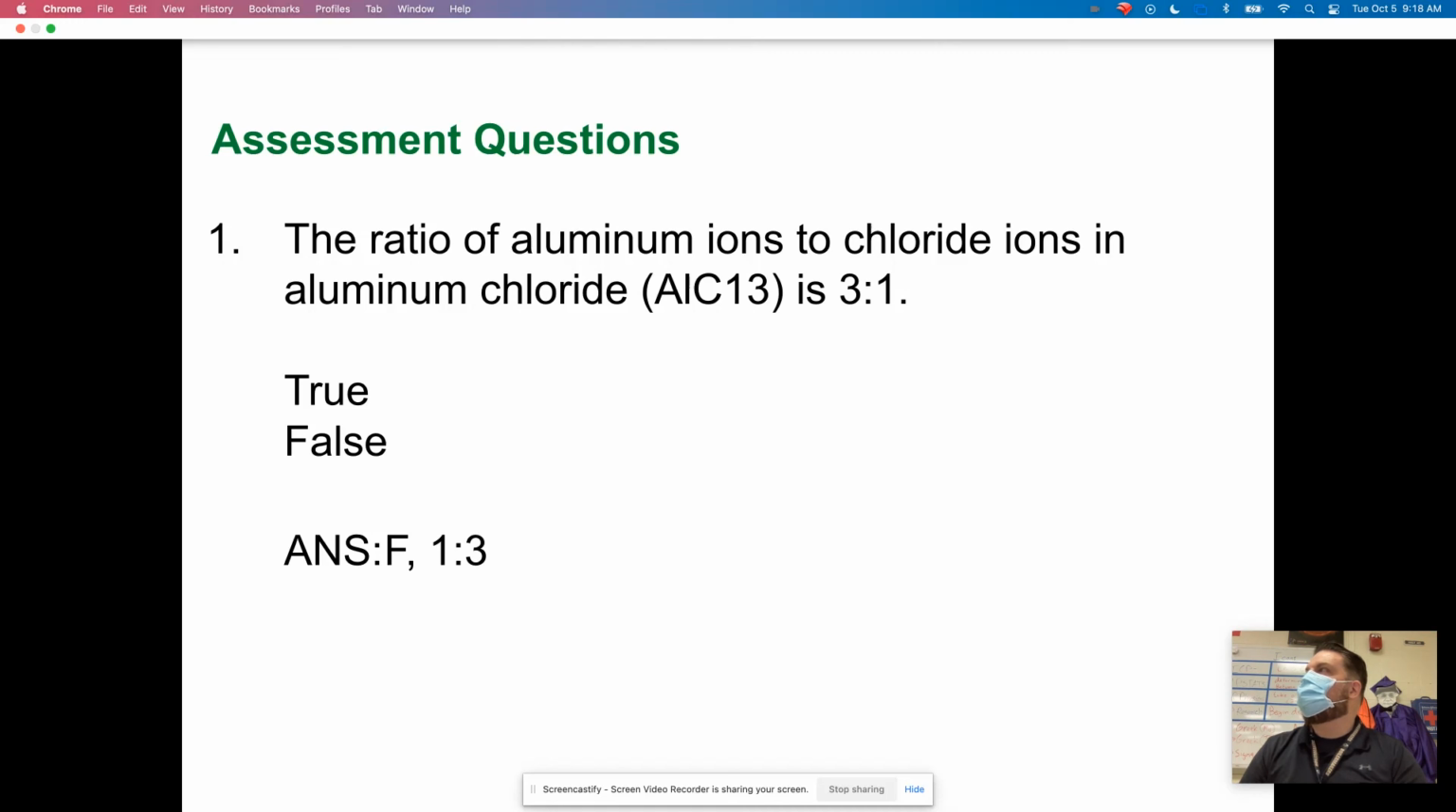So remember that chlorine has 7 valence electrons, so it's going to need to borrow 1 electron. And then aluminum is a group 3, or actually it's group 13, which means it has 3 valence electrons. So aluminum can give off its 3 valence electrons, 1, 2, 3, 1 valence electron to each chloride ion. And that's it. Any questions?